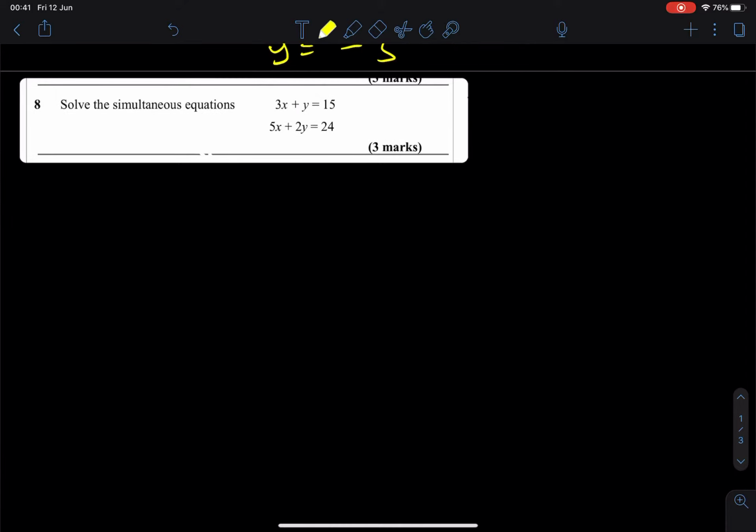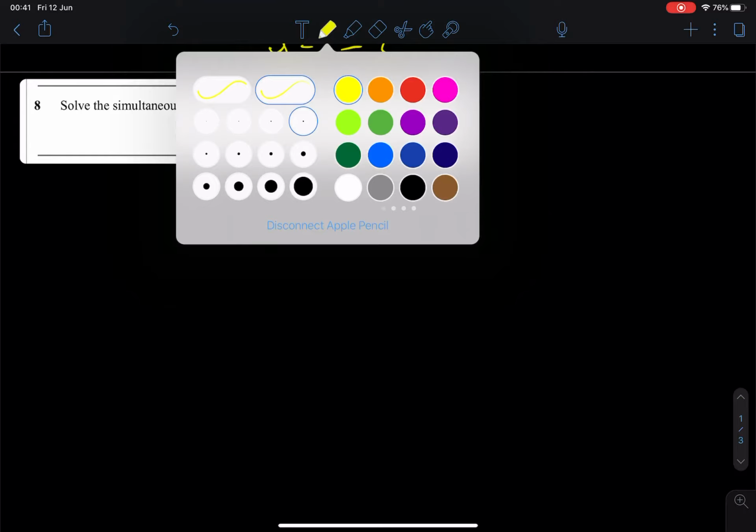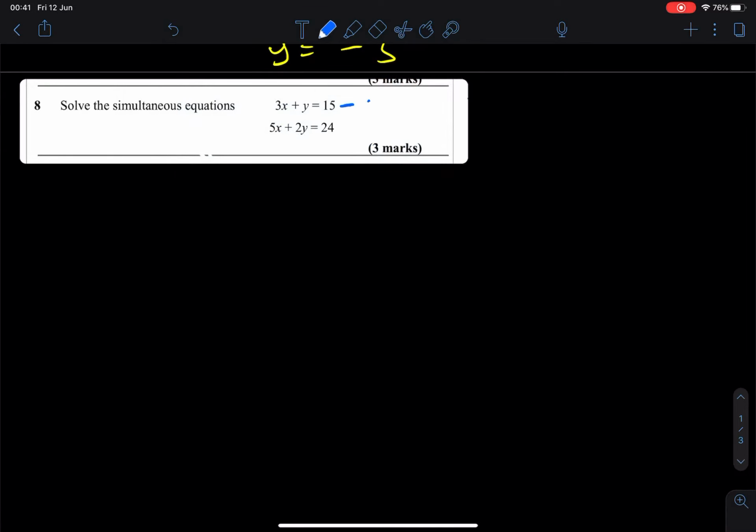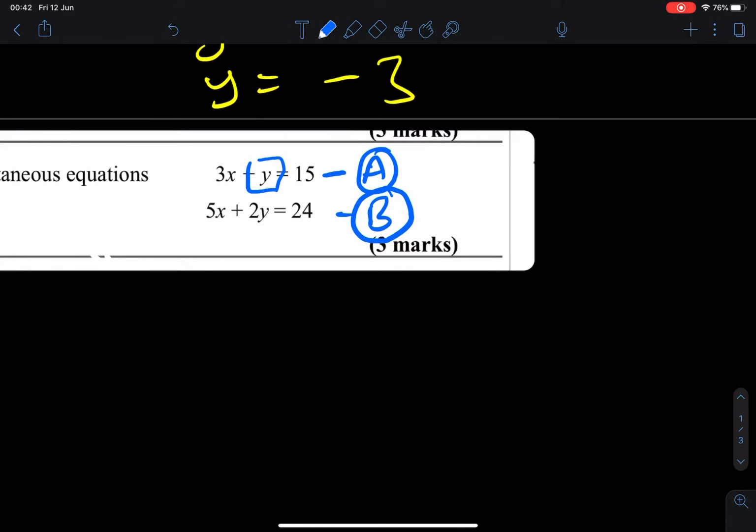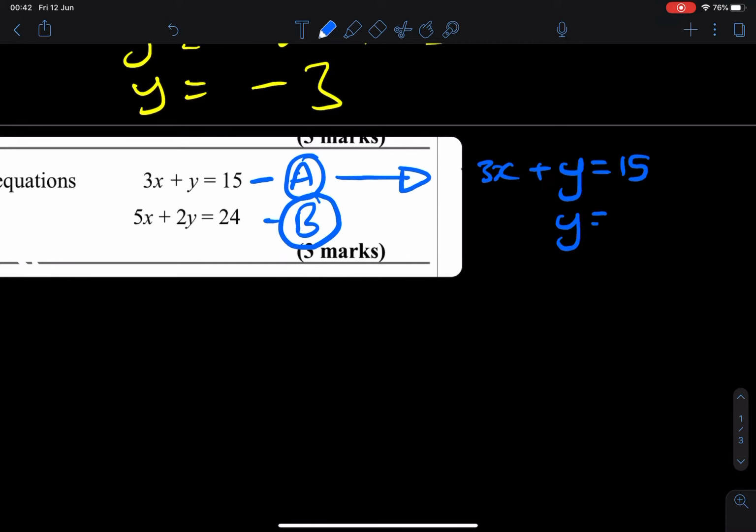I'm going to do question number 8. So again, I'm going to start off by labeling. Let's do a nice blue. Let's call it A. Let's call this B. Doesn't really matter which one I want to make x or y the subject of. Let's just choose A because y is already by itself. So this becomes 3x plus y is equal to 15. So therefore y is equal to 15, take away 3x.